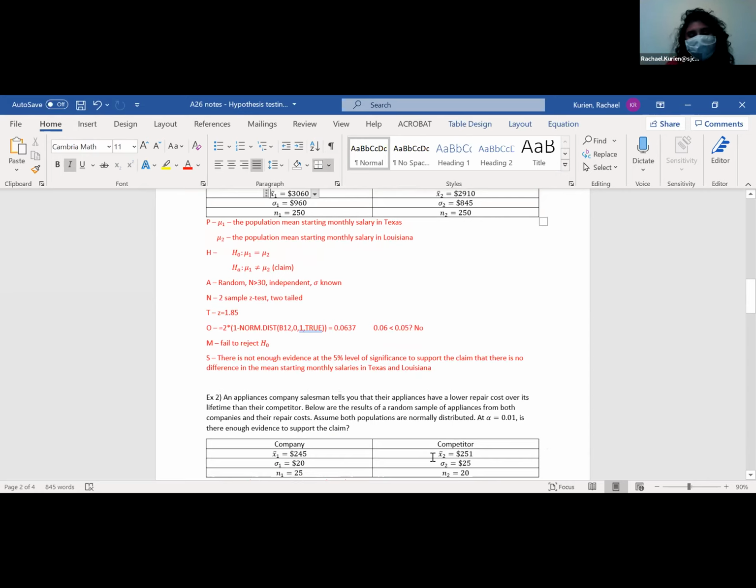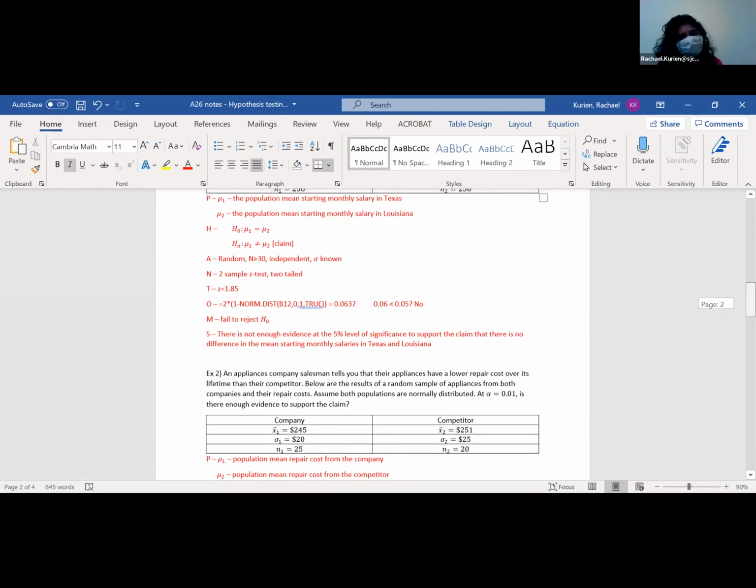Okay, an appliances company salesman tells you that their appliances have a lower repair cost over its lifetime than their competitor. I mean, how many times have you heard this statement? Below are the results of a random sample of appliances from both companies and their repair cost. Assume both populations are normally distributed at alpha equal to 0.01. Is there enough evidence to support the claim? So here's the information for the company, and here's the information for the competitor.